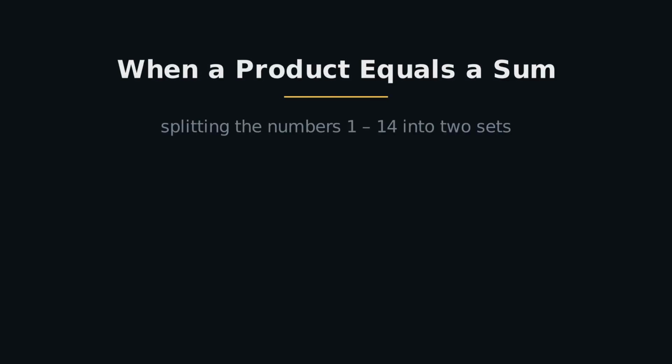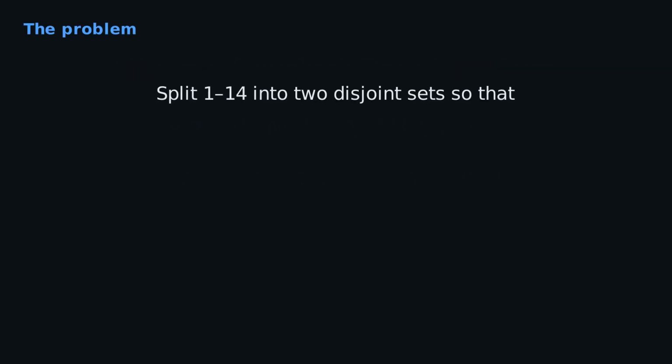Hi, here's an interesting problem with many variations depending on what you choose to be the highest number in the starting set. So in this problem, I'll use 14. And the problem is divide up the numbers between 1 and 14 into two disjoint sets so that the product of the numbers in one set is equal to the sum of the numbers in the other set.